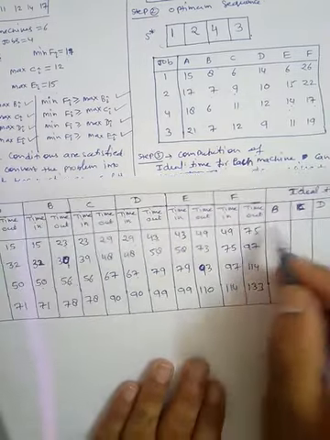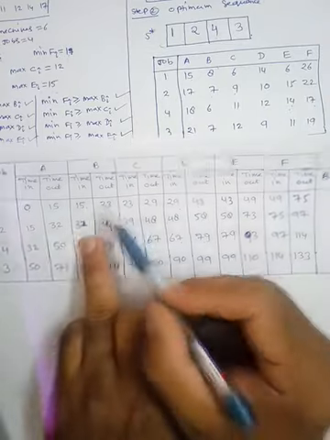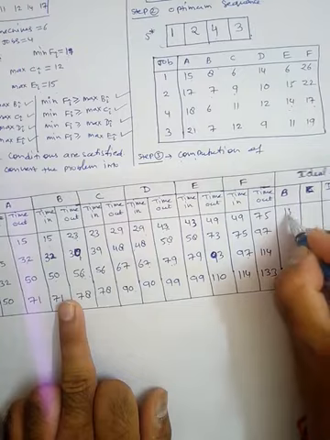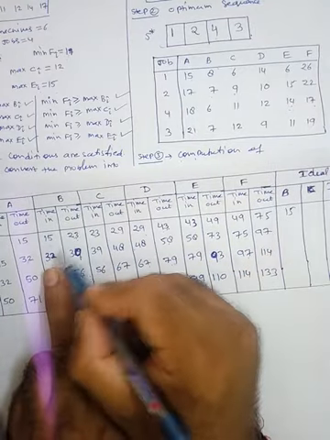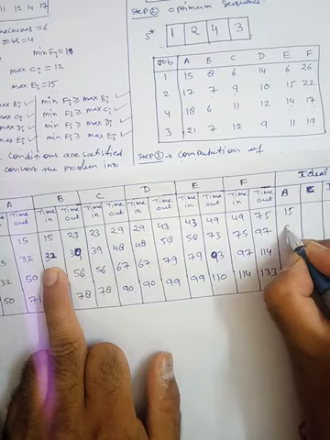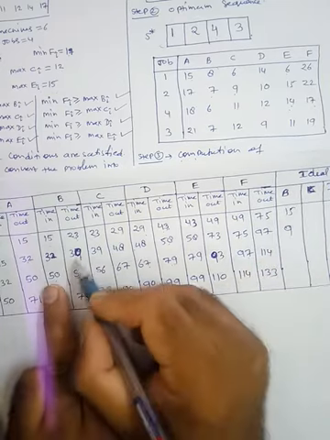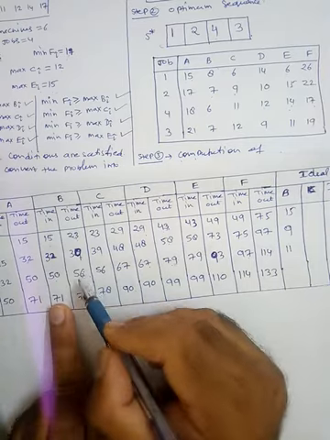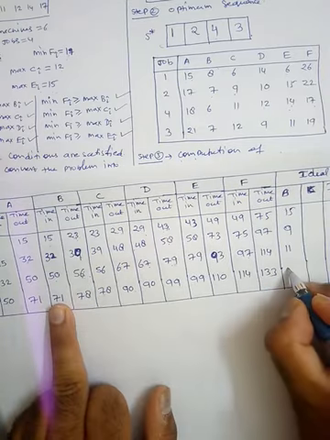Now idle time. Idle time on A here is 15. This is the 15, so 15. Then 23 and 32. So the gap is of 9 hours. Gap is of 9 hours. Then here the gap is 11 hours. Now the total gap here is 15 hours.